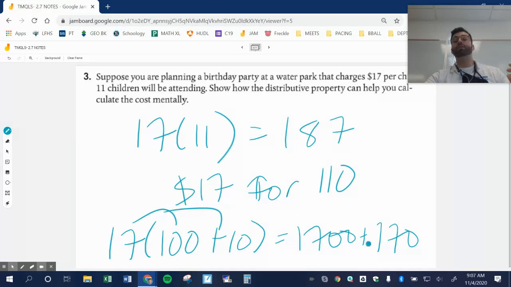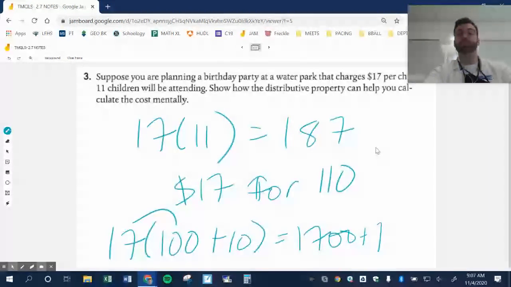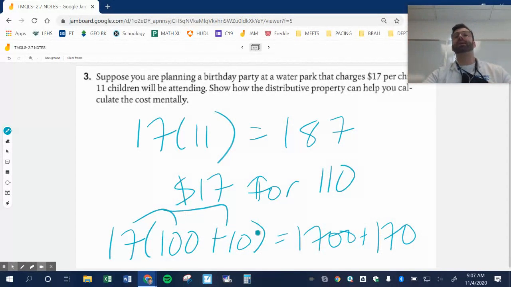And then all I need to do from there is just combine those two numbers, I just need to add those two numbers. So that's kind of what they're saying, it says it can help you calculate the cost mentally. That's what the problem is.